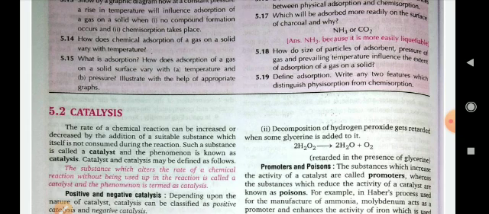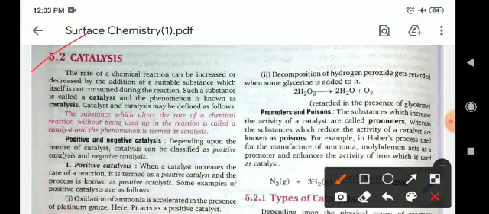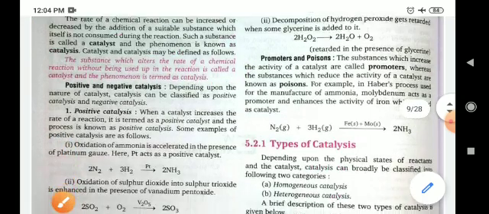In this class we will discuss catalysis. So what is catalysis? As we know, catalysts are those substances which alter the rate of the reaction, meaning they can increase or decrease or can stop the reaction. The substance which alters the rate of a chemical reaction without being used up in the reaction is called a catalyst, and the phenomenon is termed catalysis.